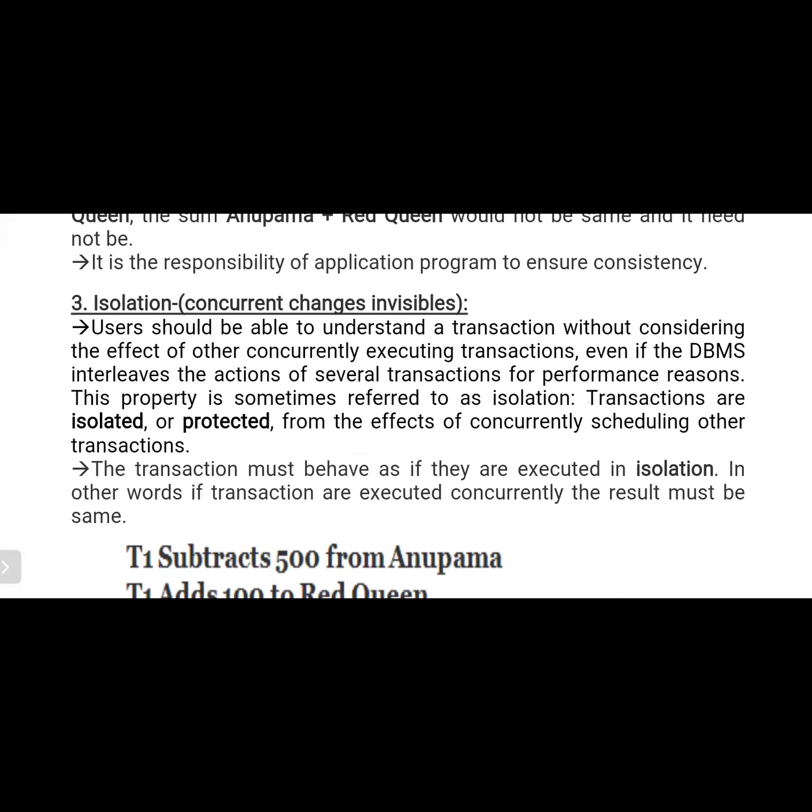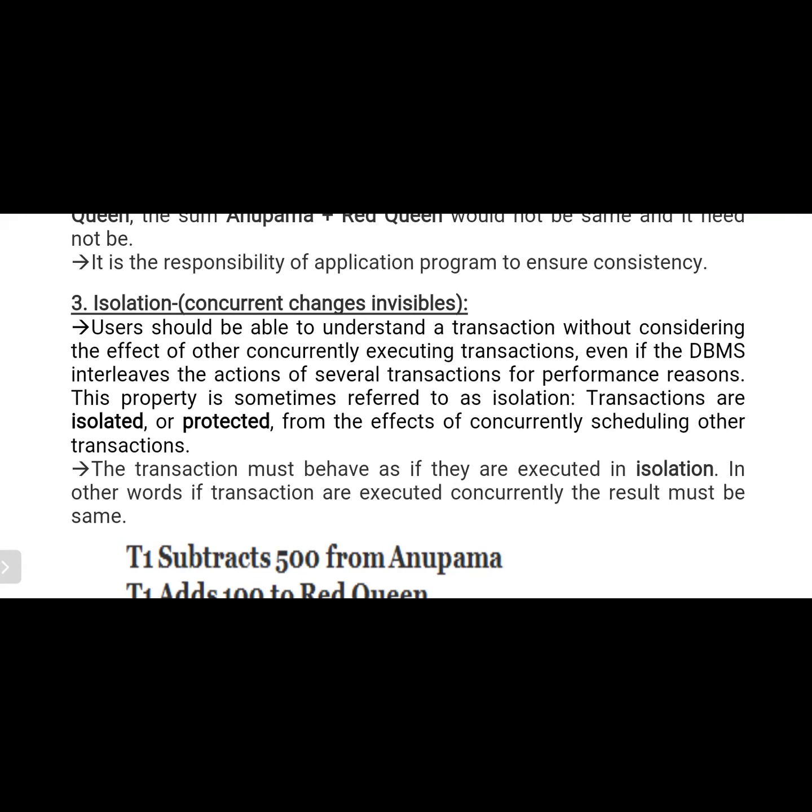So next one is isolation, which means concurrent changes are invisible. When we allow a large number of transactions at a time, in some situations problems may occur. Am I right or not? For example, if we want to execute many transactions, T1, T2, T3, T4, T5, we are executing them at a time. If we separate one transaction from another, no violations occur. Otherwise, there is a chance of conflicts.